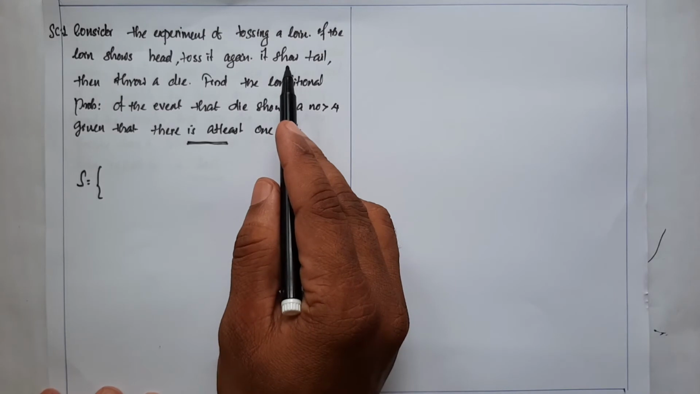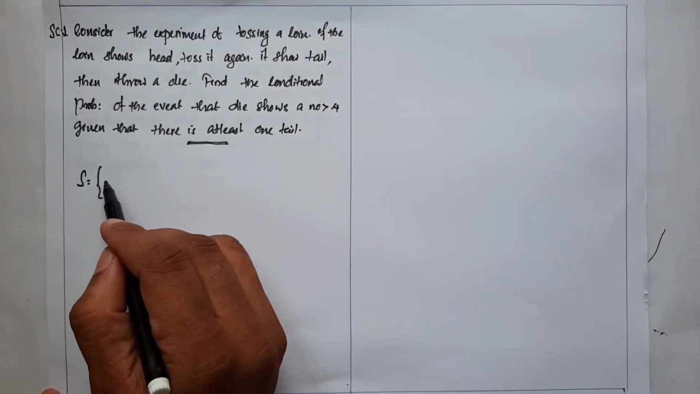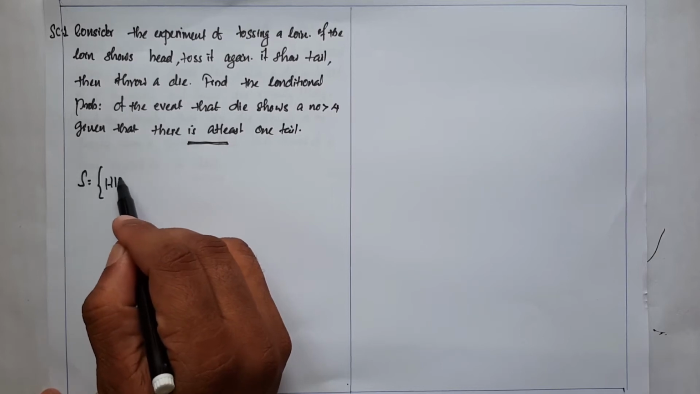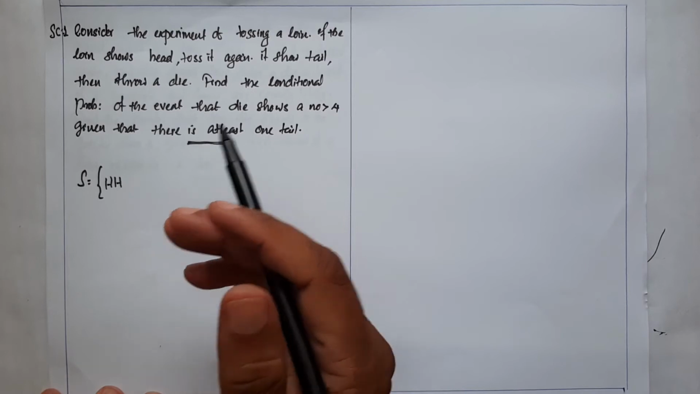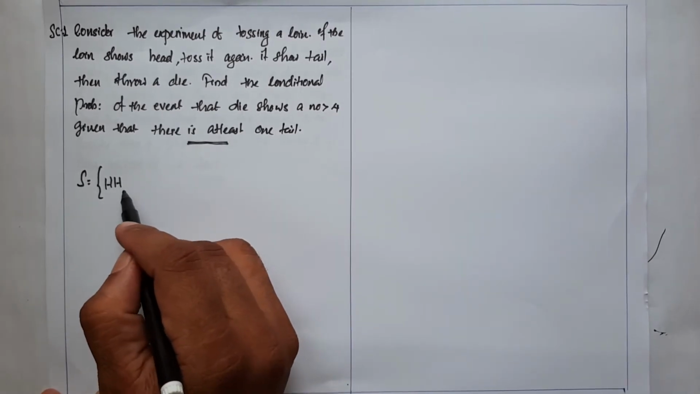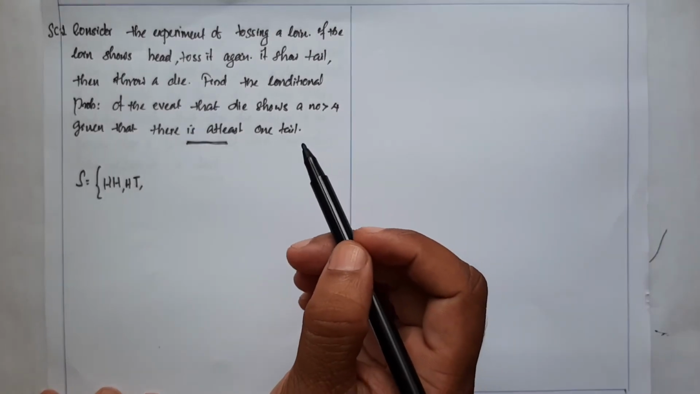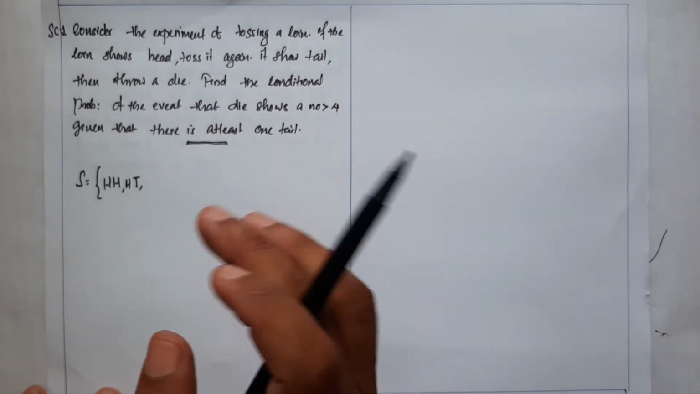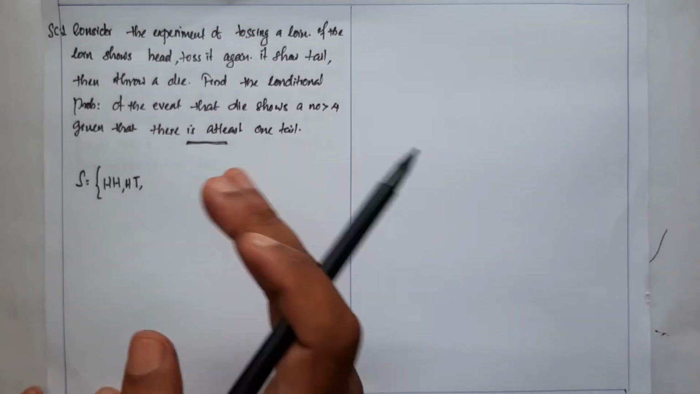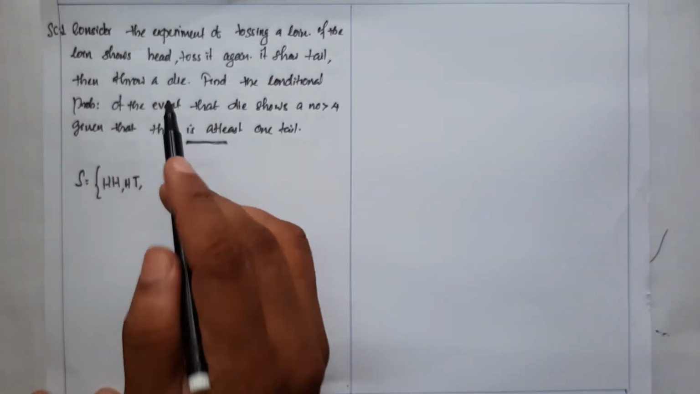First of all, we toss a coin. If the coin shows head, we toss it again. That means we get head, and again we toss the coin. When we toss it, we get head or tail. That is, we get the elements HH or HT. And if the coin shows tail, then throw a die.